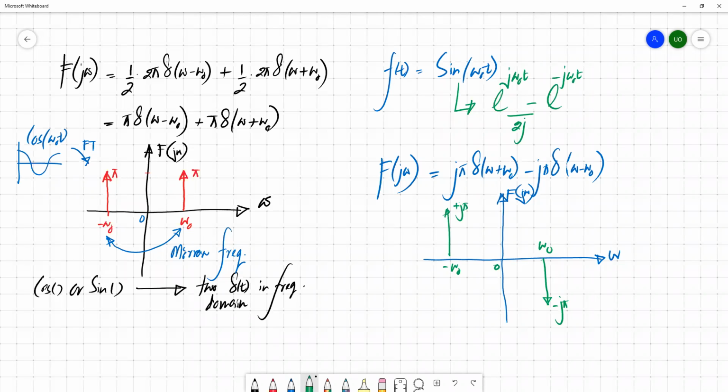If you want, you can simply plot this, the magnitude of F(j omega), the magnitude and the angle separately. So if you want, you can draw the magnitude and the phase separately.